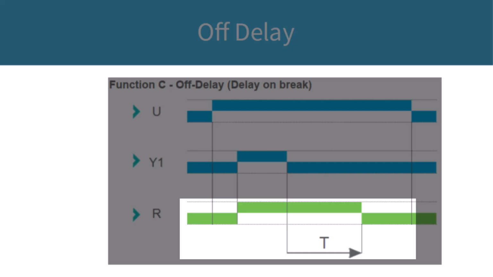The important point to note in off delay is that the relay contacts change state instantly when the control contact is energized, and revert to their shelf state when the control contact is de-energized and the time has elapsed.